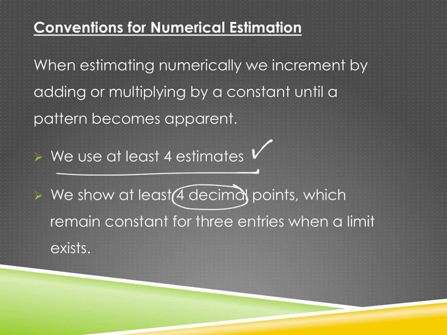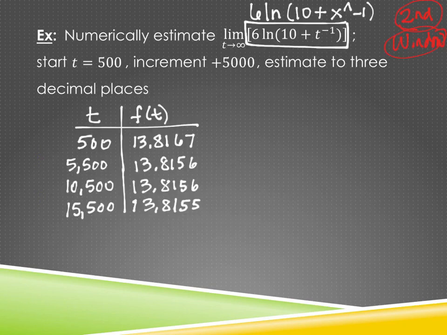Let's see if we need anything else. It says that it needs to remain constant for three entries when a limit exists. Three decimal places is what it told me, right? I'm going to estimate to three decimal places. Oh, it isn't written down here. We talked about it before, though, when Ariel was looking at the other problem. So if I were looking at these three, they are not constant with the same three decimal places after the decimal point, are they? So if those were actually the numbers I was considering, I actually wouldn't meet the criteria. But notice, these are. It says 13.815, 13.815, 13.815. Okay, so 13.815. So I've got the three matching decimals, three times in a row. That's what I was told I needed to have.